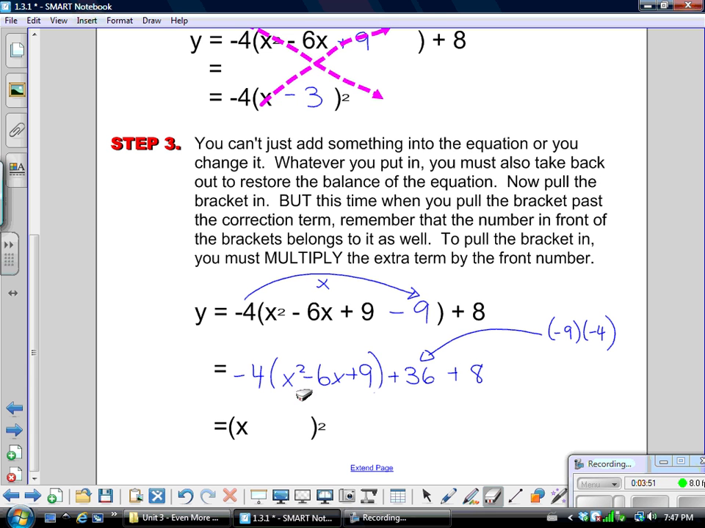So now our first, oh, we're missing our 4 here. 4 should be out here. So what we have then is 4 bracket x and this perfect square, which would be minus 3, and then a positive 36 plus an 8, so we're looking at a positive 44. All right, so let's do some more together so you get a little bit better understanding of what's going on.